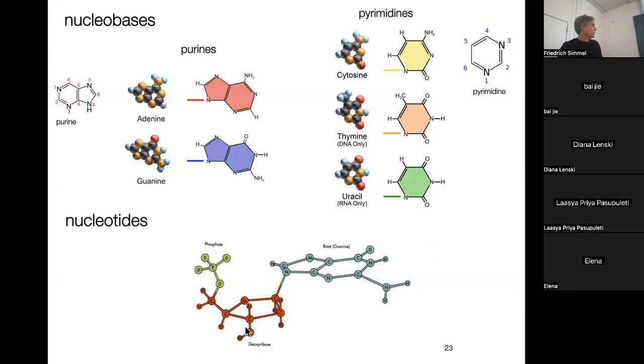And the point about deoxy is that the 2 prime carbon doesn't contain any oxygen, whereas in RNA, this carbon is connected to an OH group, and so ribose really has a 2' OH, and deoxyribose doesn't have one. And then there's also the phosphate that's attached to the 5' carbon. And a nucleotide is the combination of the phosphate, the sugar, and the base.